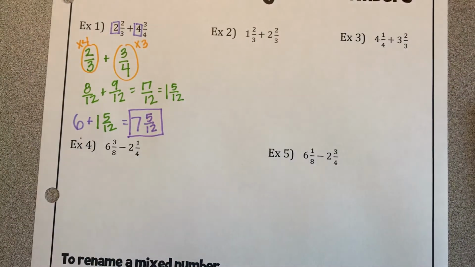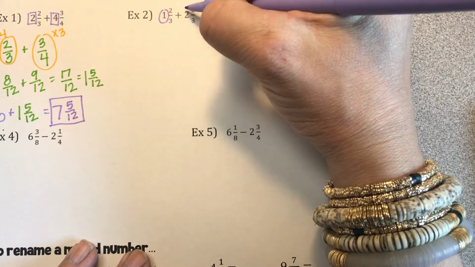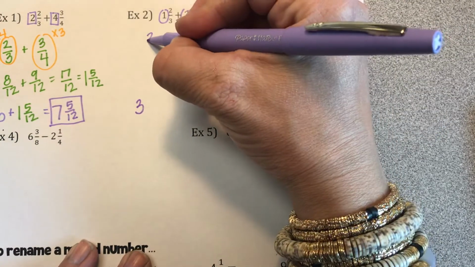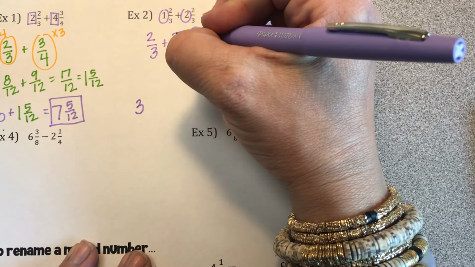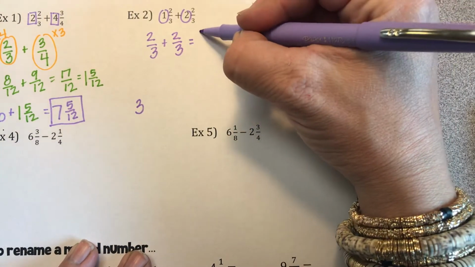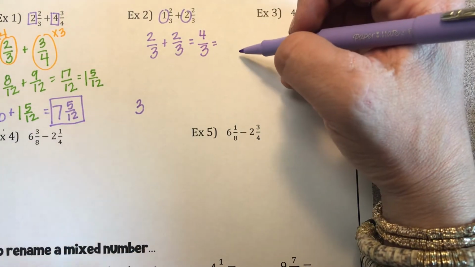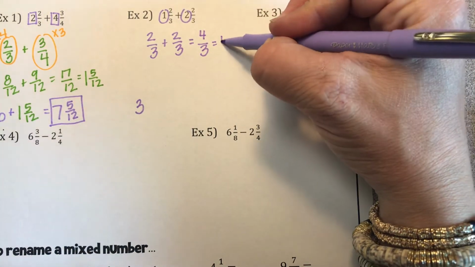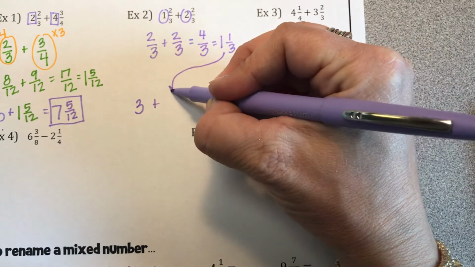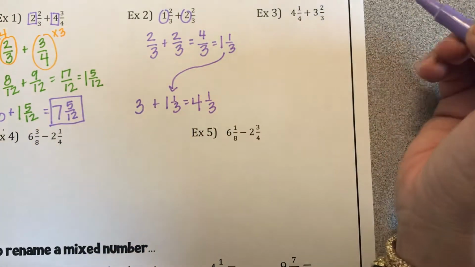Okay, let's look at number 2. I'm going to do the same thing. I'm going to add together the whole numbers first. 1 plus 2 is 3. Now I'm going to add together 2/3 and 2/3. So they're already common denominator. That's 4/3. Okay, 3 goes into 4 one time with 1/3 left over. So 3 whole pizzas plus 1 1/3 of another is 4 1/3.